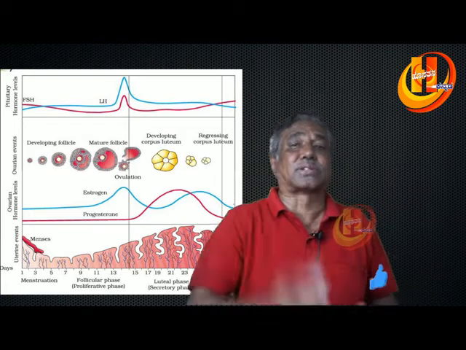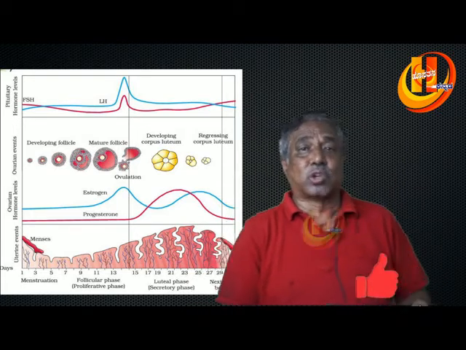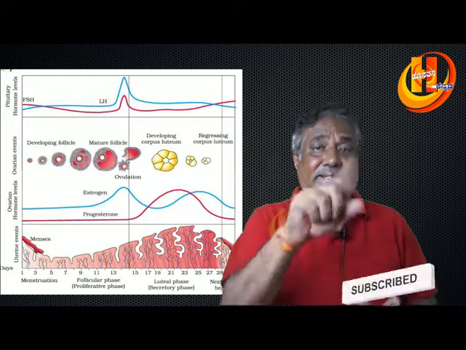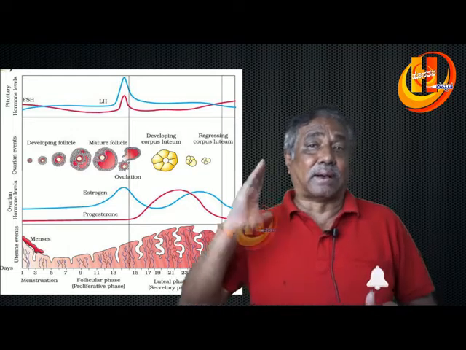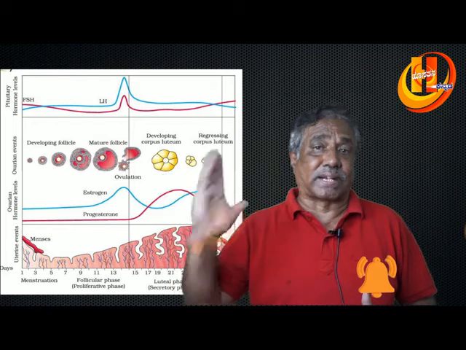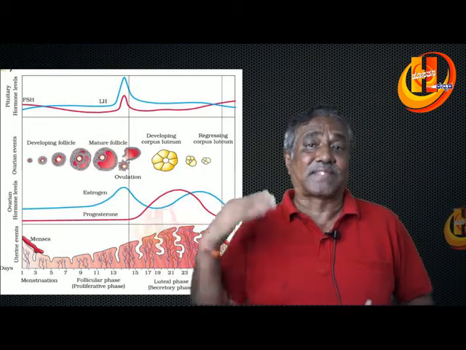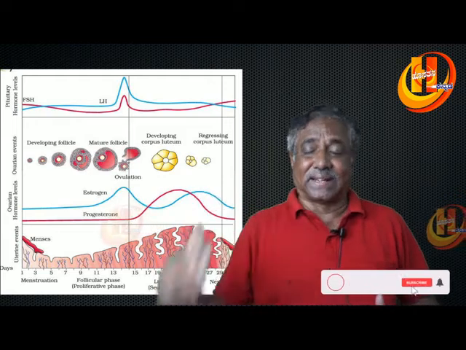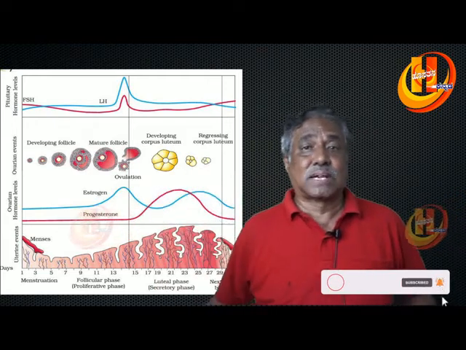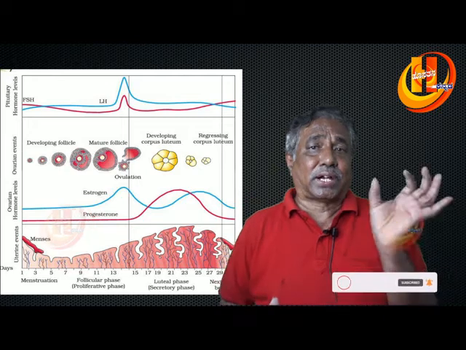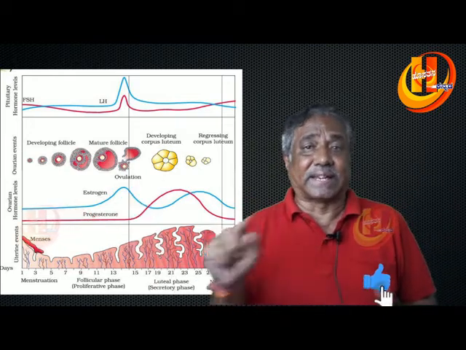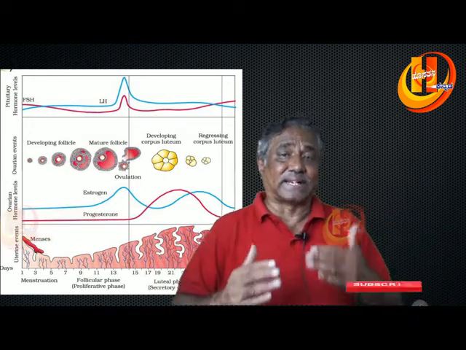The beginning of the menstrual cycle is called menarche. Usually in countries like India it is at 12, and the stopping, the cessation of the menstrual cycle, is called menopause. In India it is usually 12 and it is 45, that is 33 years.